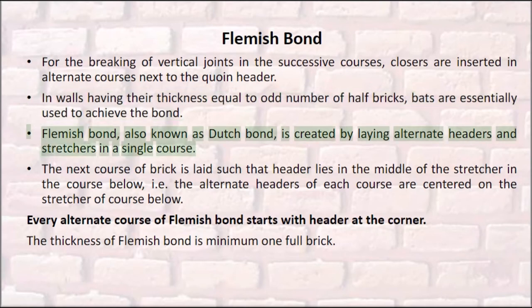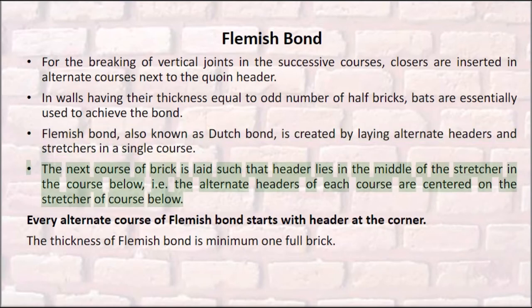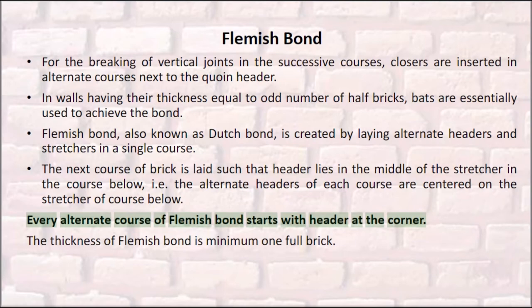Flemish bond, also known as Dutch bond, is created by laying alternate headers and stretchers in a single course. The next course of brick is laid such that the header lies in the middle of the stretcher in the course below, i.e. the alternate headers of each course are centered on the stretcher of the course below. Every alternate course of Flemish bond starts with a header at the corner. The thickness of Flemish bond is a minimum of one full brick.